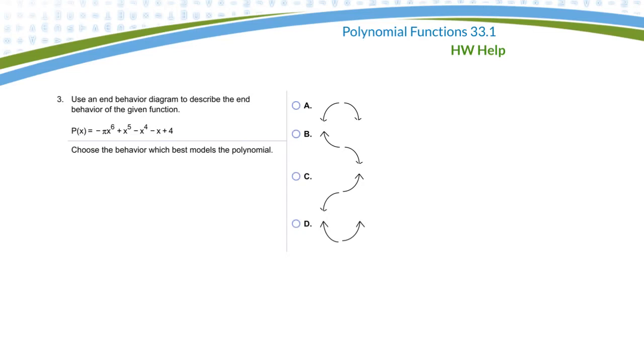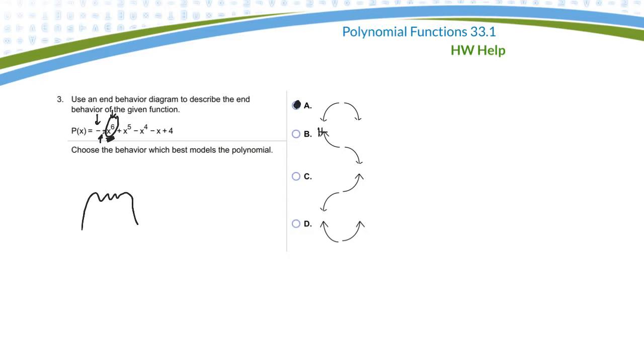End behavior of the graph. Okay, so it's an x to the 6th. Notice they put a negative pi out front just to sort of mess you up. But you're just looking at that x to the 6th. And that's the highest degree. So if it's a negative, even, then the graph goes like this, does something, and then it goes back down. So it has to be this one.